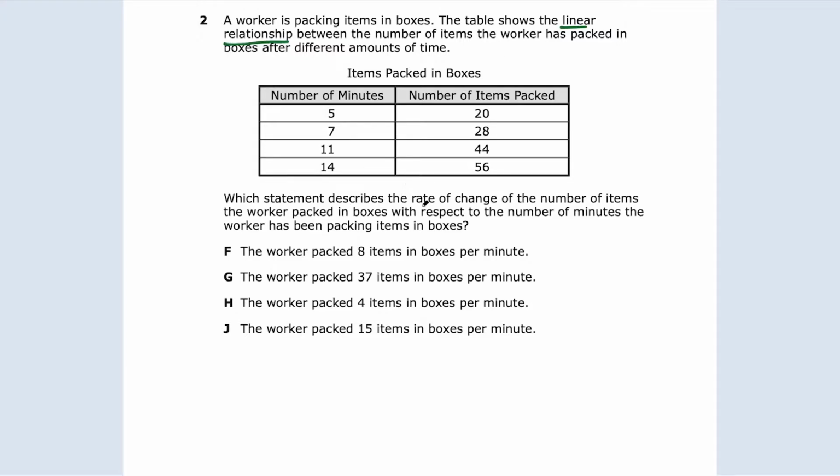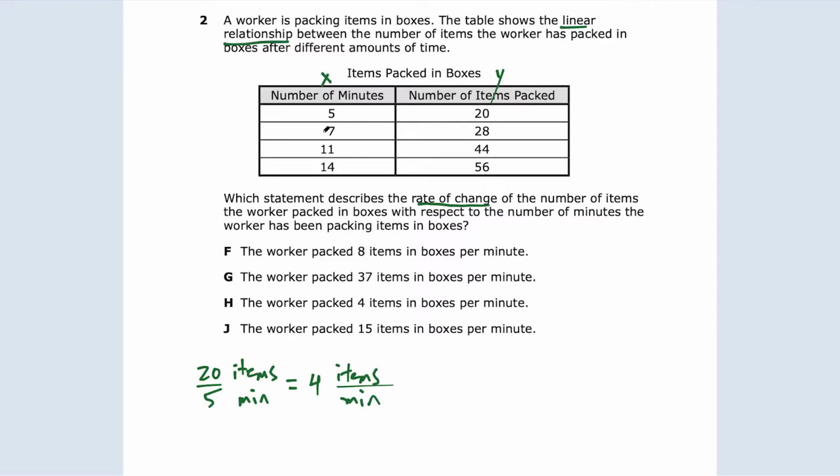But which statement describes the rate of change of the number of items the worker packed in boxes with respect to the number of minutes the worker has worked packing items in boxes? So we're looking for, once again, the relationship between the number of items packed with respect to the number of minutes. So this is in a sense acting like our y-axis, and this is acting as our x-axis. So if we look here, that would mean that the ratio here, 20/5, is 20 items in 5 minutes. And this would reduce: 20 divided by 5 is 4, so it'd be 4 items per minute. So this is the rate here.